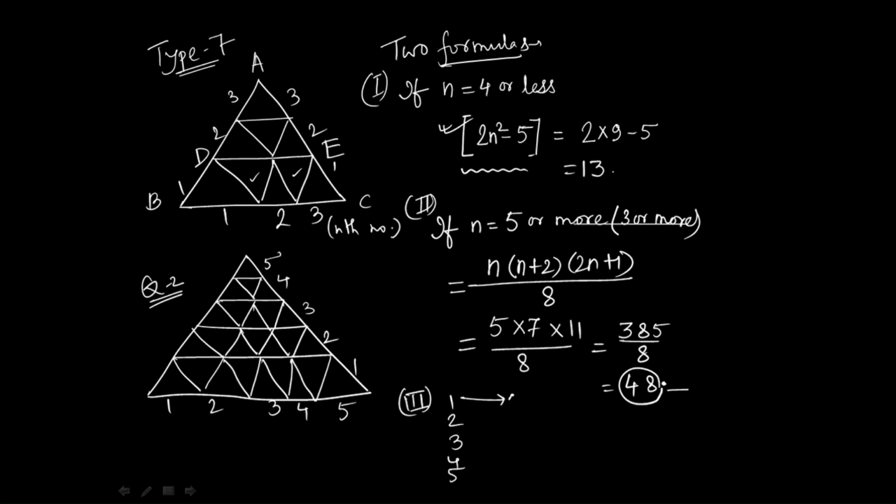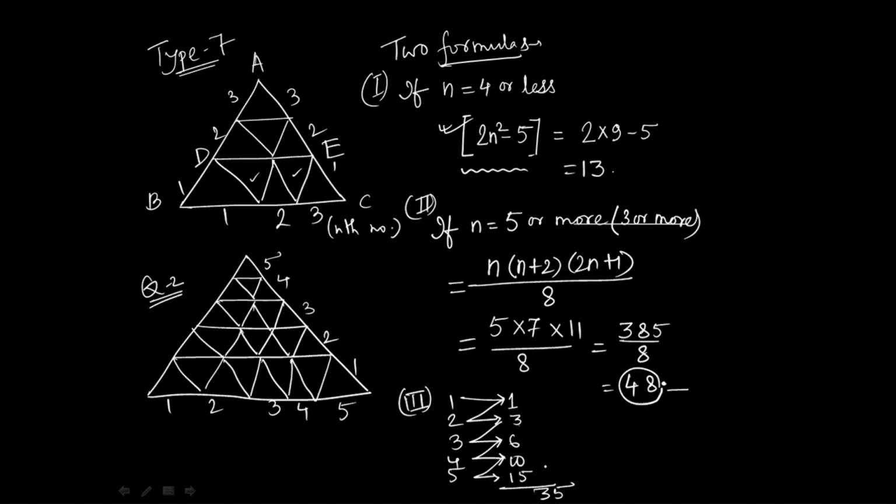Then you have to add: 1 plus 2 is 3, 3 plus 3 is 6, 6 plus 4 is 10, 10 plus 5 is 15. Now we have to sum this up. What is this? 3, 4, 6, 10, 10, 10, 20, 20, 30, and 15 is 35. 35, right?